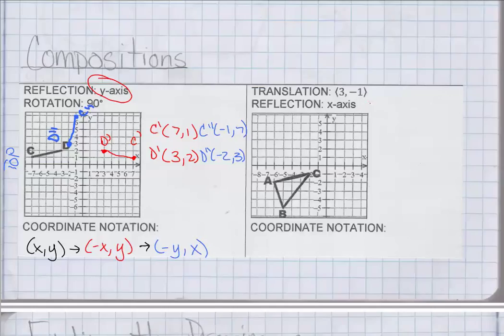Okay, on this one, it is a translation. We're going to move it right 3 and down 1. So C will go right 1, 2, 3 and down 1. This will become C prime. And then A will go right 1, 2, 3 and down 1. This will become A prime. B will go right 1, 2, 3 and down 1, and this will become B prime. And then connect your dots. Whoa, that's supposed to be a straight line.